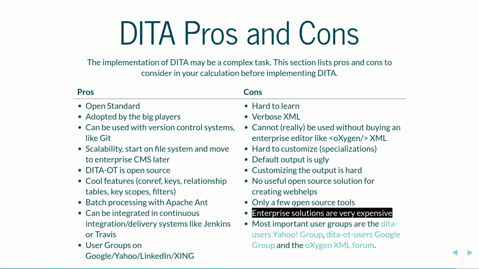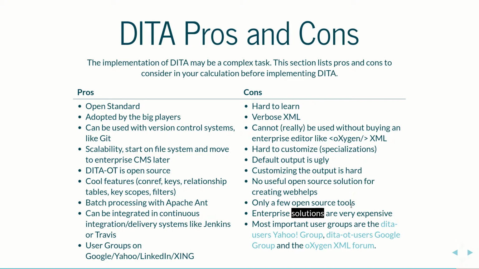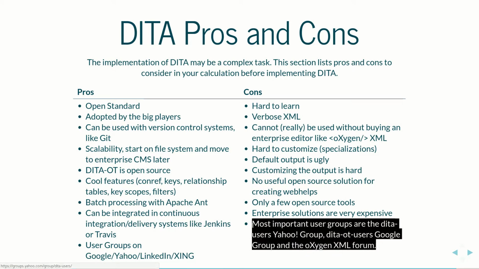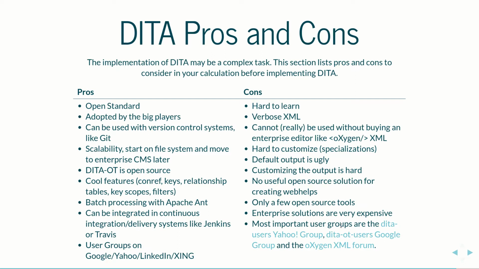So on the pro side, you can start very cheap. You can spend a few hundred dollars to set up a DITA environment, but if you want to create a really enterprise solution, you have to spend thousands of euros, tens of thousands of euros for a huge system. Yes, and on the con side, again, the user groups are on Yahoo, on Google, and in the Oxygen XML forum. These are the most important groups, but there is no real community there, like Write the Docs, for example, for DITA. So it's sometimes very challenging to find answers.